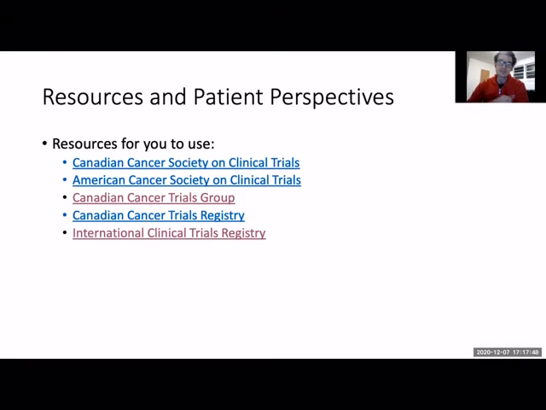Great, so finally, we have some resources here for you. The Canadian Cancer Society on clinical trials and the American equivalent are good for information about what a clinical trial is, similar to what we have discussed today. We've also included both a Canadian and international registry where you could go and see what specific trials are currently being done and which ones are actually enrolling participants.